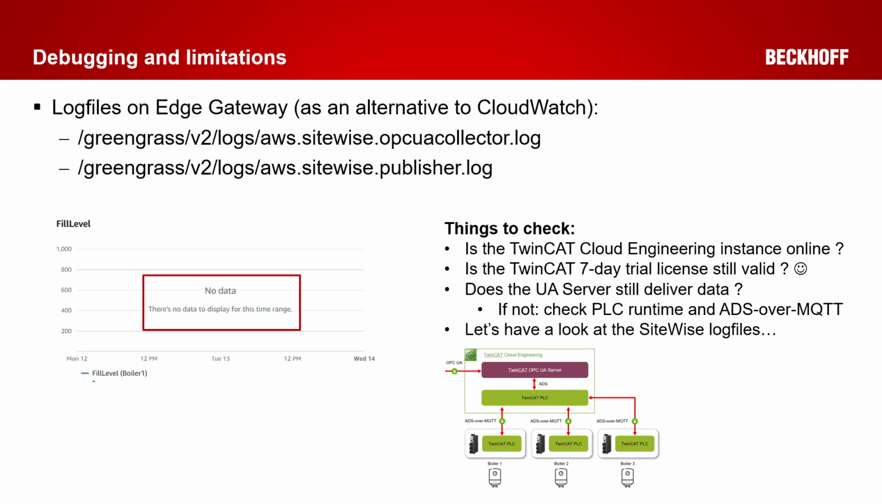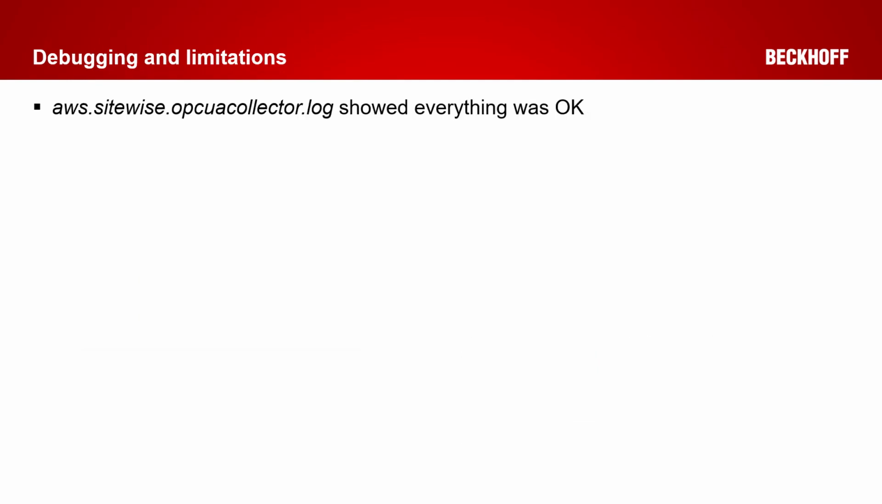For my no data scenario, there are actually two log files that help me find the root cause of the issue. First of all, the OPC UA collector log includes information about the OPC UA connection between the Edge Gateway and the OPC UA server. And the publisher log includes information about the connection between the Edge Gateway and the IoT SiteWise service, meaning the cloud side of the communication.